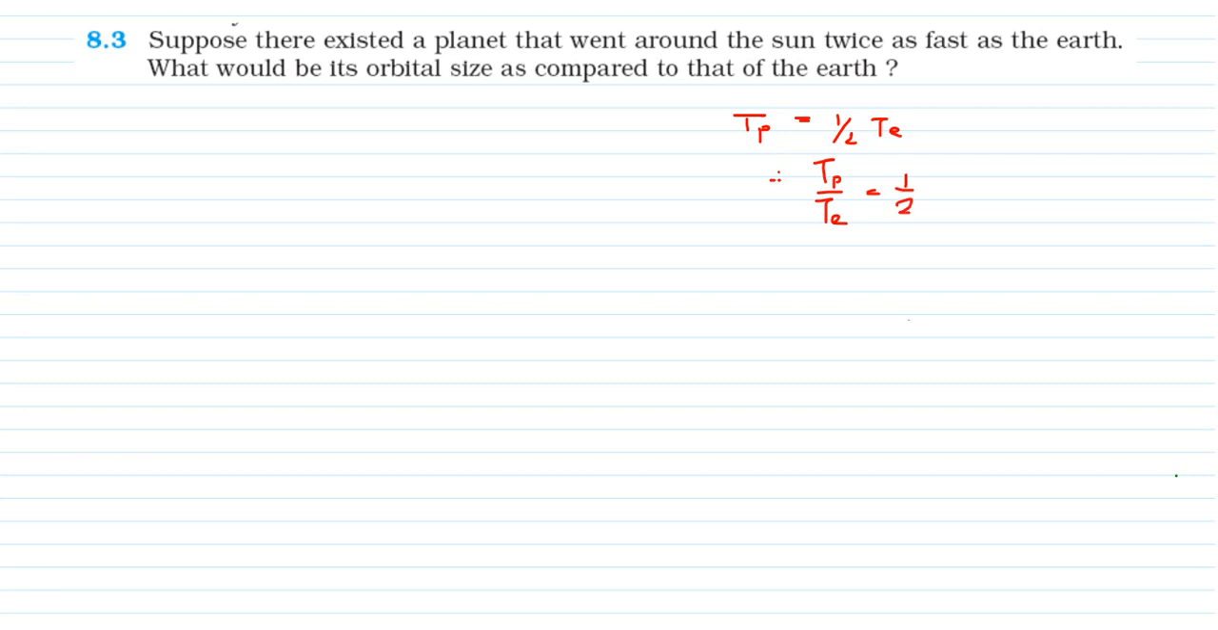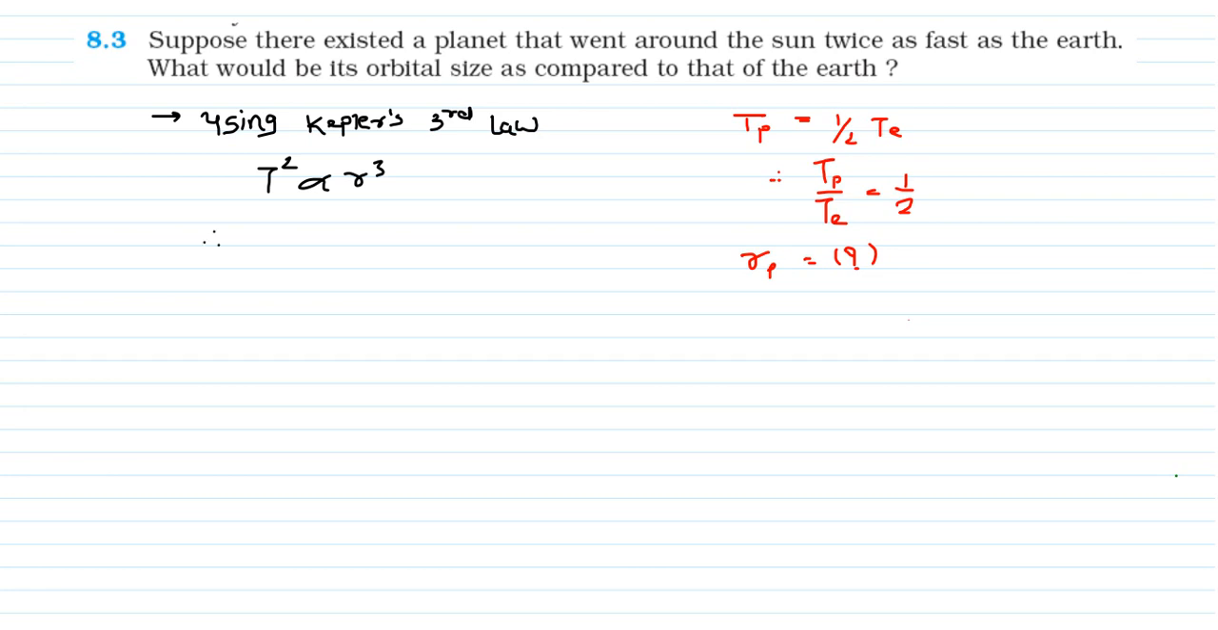Okay. What would be the orbital size as compared to that of the earth? That is, you want to find out the orbital size of the planet, right? Friends, see, here you want a relation between periodic time and the orbital radius. So here we can use Kepler's third law of planetary motion, that is, T square is proportional to R cube.